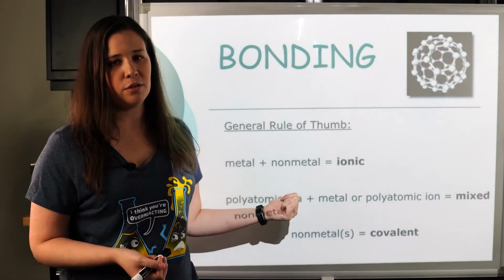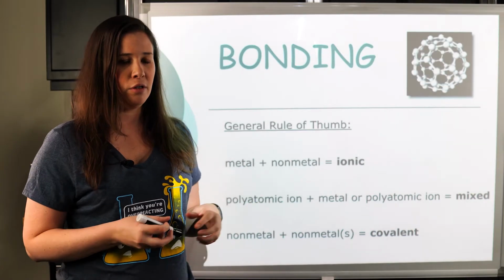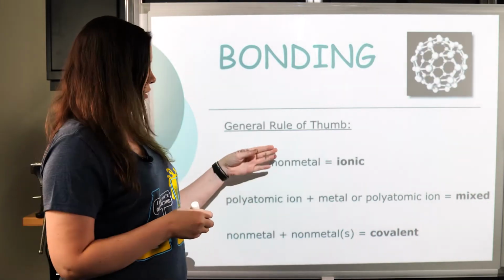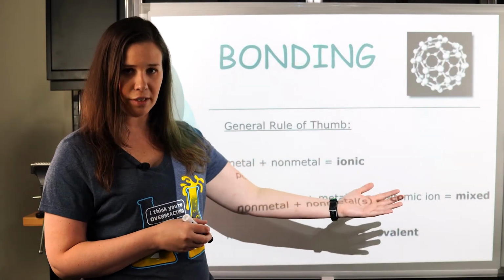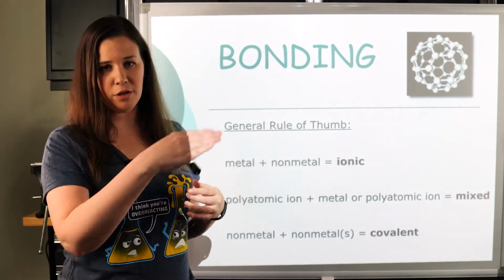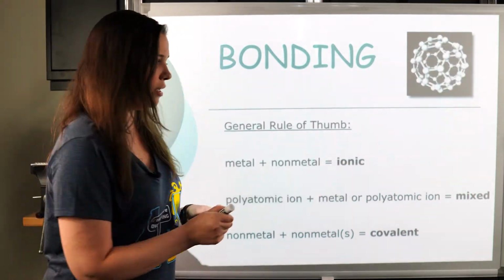So the first thing that you need to know is where do you find metals and where do you find nonmetals? How can you tell them apart? So it all has to do with the periodic table. The metals are going to be located on the left side of the periodic table and the nonmetals on the right side of the periodic table, separated by that stair-step line. So if you see one from each side, you know you have an ionic bond.